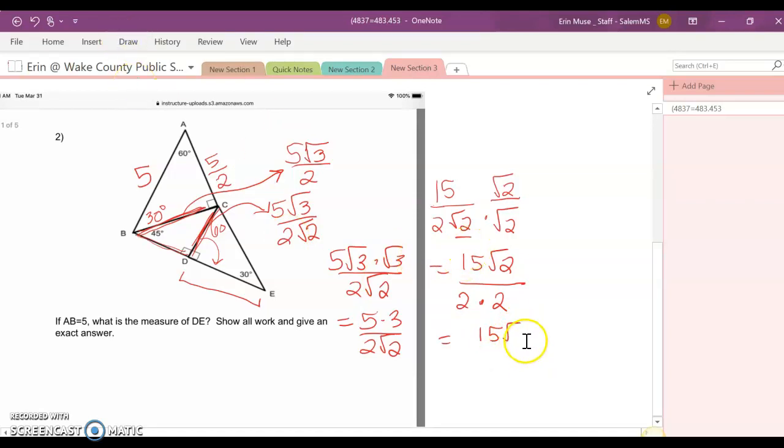Uh-oh. For some reason, it's not letting me write anymore. There it is, over 4.